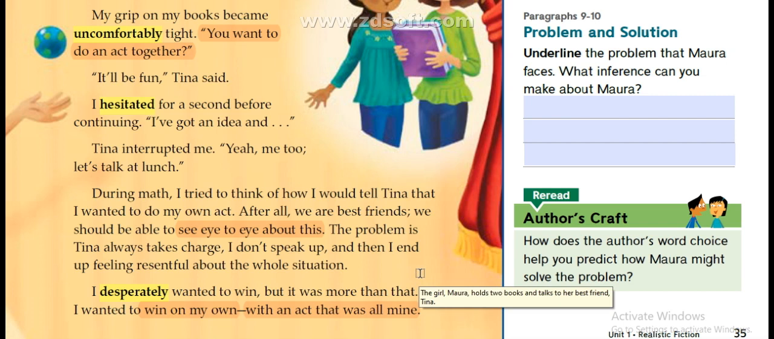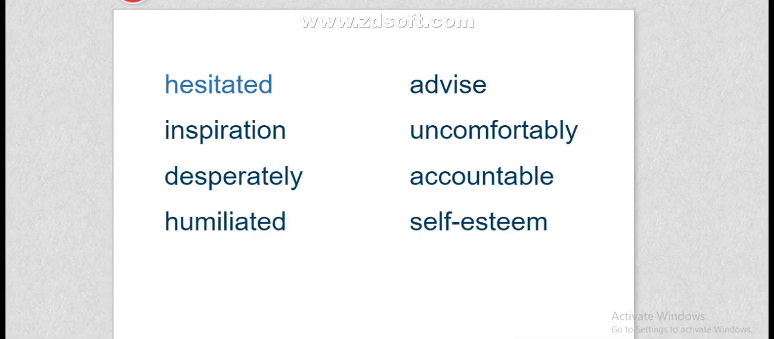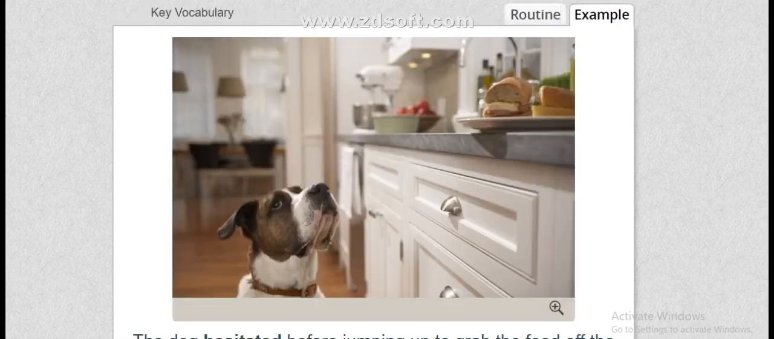Now let me just remind you of the vocabulary words quickly. The vocabulary words that we just read were hesitated, uncomfortably, and desperately. So let's start with the word hesitated. Let's listen to this word again. Hesitated. The dog hesitated before jumping up to grab the food off the counter.